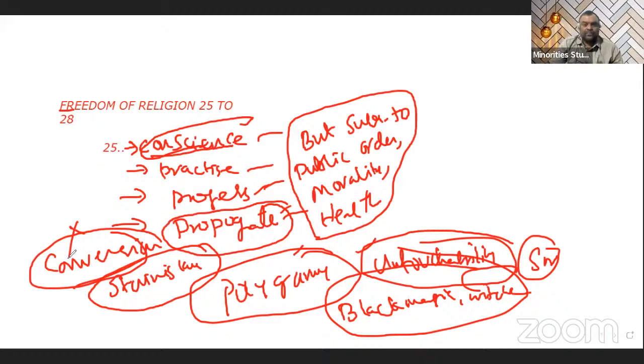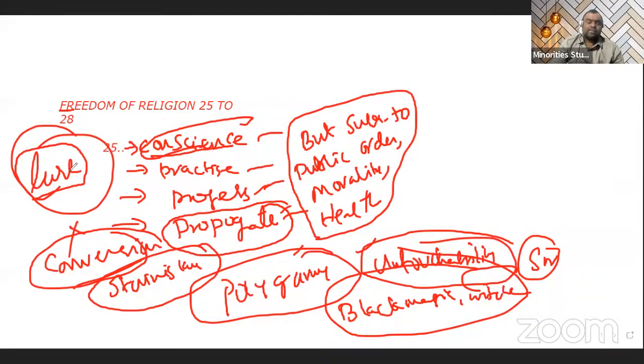If anybody is alluring, meaning giving some benefits, saying you join my religion, I will give some benefits, you follow this religion, you will get some money, you will get some benefits. If anybody forcibly or by luring makes you join that religion or this religion, that is against Article 25. It's a violation of your fundamental right. So, did you understand?